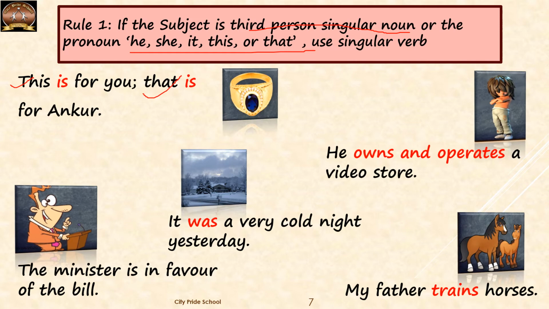He owns and operates a video. He is a singular subject and owns and operates are verbs with s or es, so they are also singular. Then, it was a very cold night. It is a singular pronoun. It will be followed by a singular verb, that is was. The minister is in favor of the bill. The minister is again a singular subject, so it has to be followed by singular verb is. My father trains horses. My father is a singular subject and trains is verb plus s, so this is also singular.